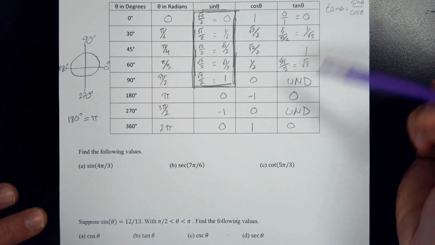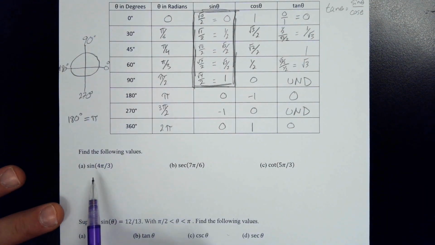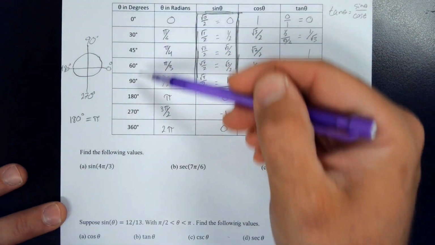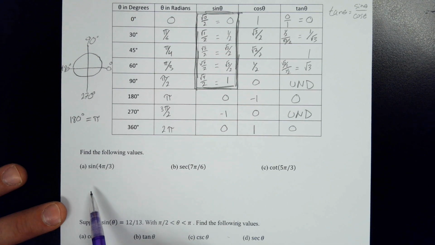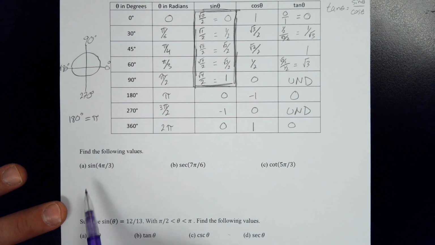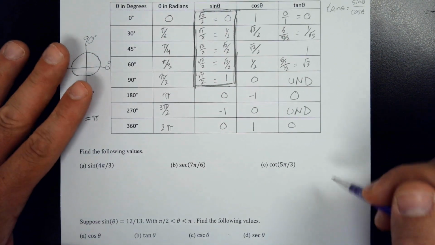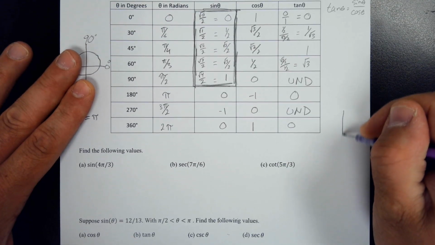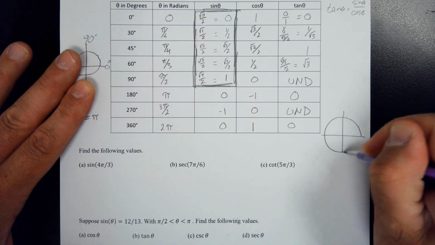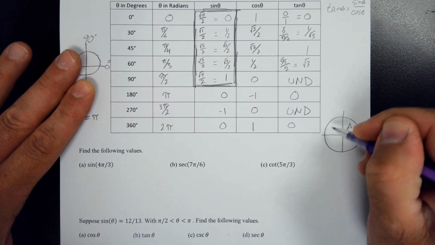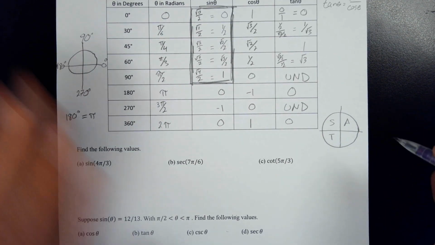Now that you've learned your trig values over here, we can think about values that aren't in the first quadrant, between 0 and 90 degrees, between 0 and pi over 2. In order to figure this out, we should figure out which quadrant they're in. So there's a little mnemonic device for the unit circle that says, all students take calculus.